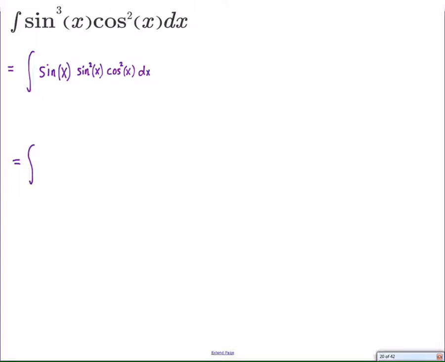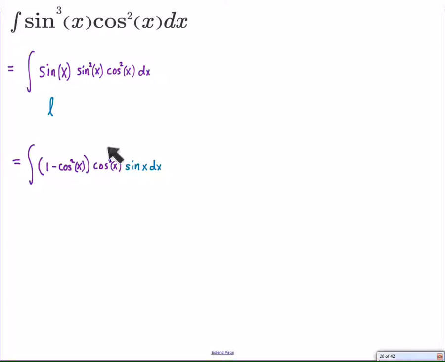What I'm first going to do is express the sine cubed as the sine of x times the sine squared of x. So what, you say? I say, well, let's take that sine squared of x and make it 1 minus the cosine squared of x, times the cosine squared of x, times the sine of x dx. What did I do that for?